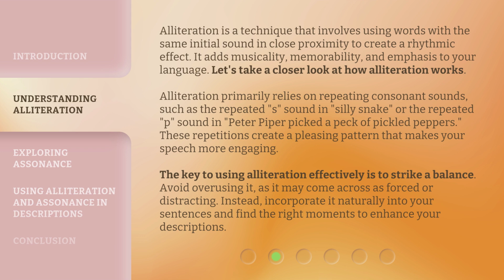Alliteration is a technique that involves using words with the same initial sound in close proximity to create a rhythmic effect. It adds musicality, memorability, and emphasis to your language. Let's take a closer look at how alliteration works. Alliteration primarily relies on repeating consonant sounds, such as the repeated S sound in silly snake, or the repeated P sound in Peter Piper picked a peck of pickled peppers. These repetitions create a pleasing pattern that makes your speech more engaging.